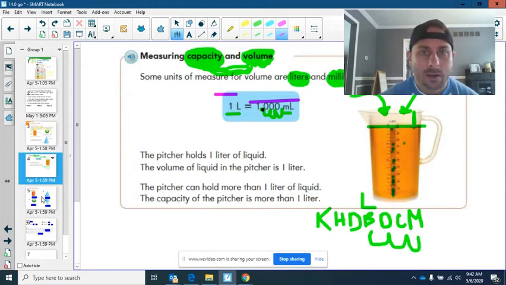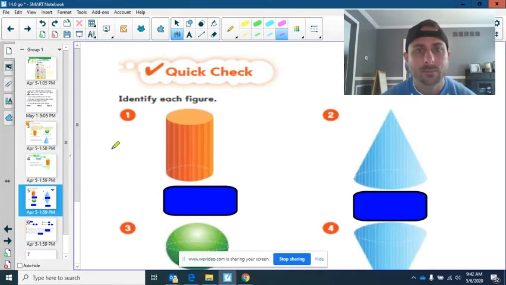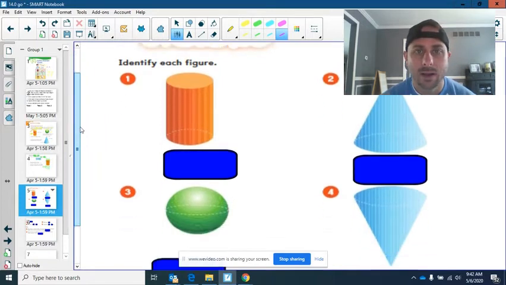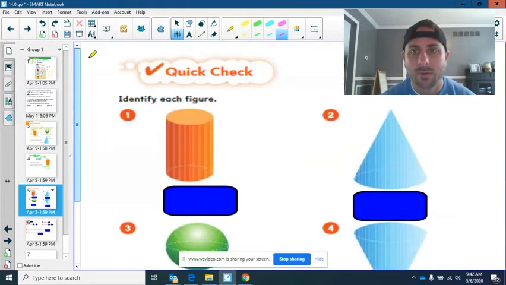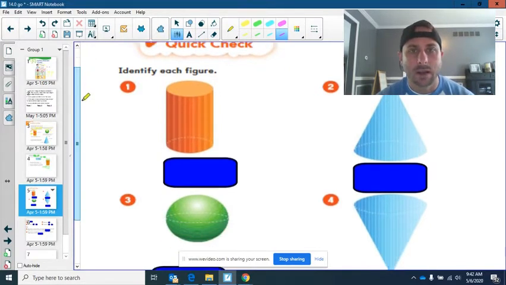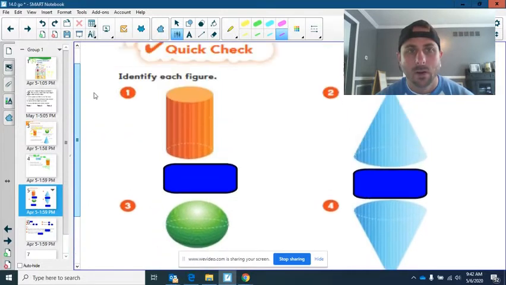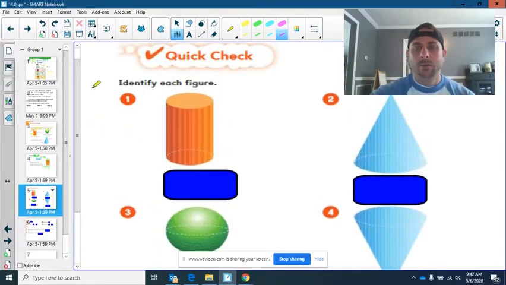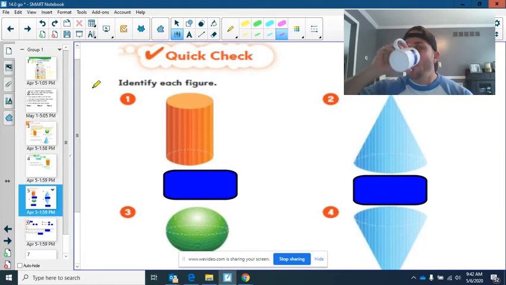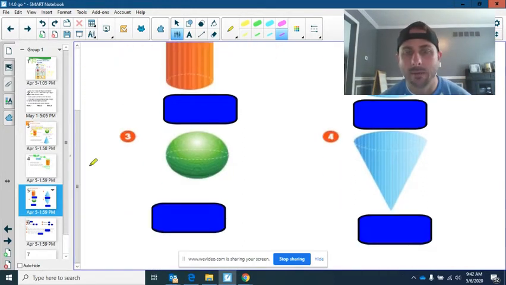Let's look at the next slide. Okay, so can you identify each figure? You've got 4 figures here. Can you identify them? Go ahead and take 30 seconds to write down your answers for 1 through 4. There's 1 and 2. And 3 and 4. What were the names of those figures? Stop right there if you need another second or 30.